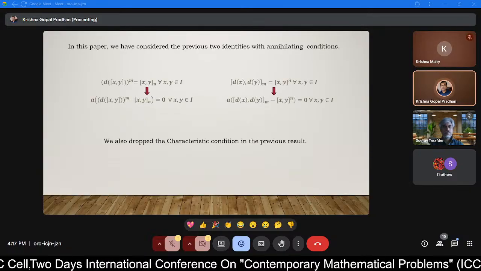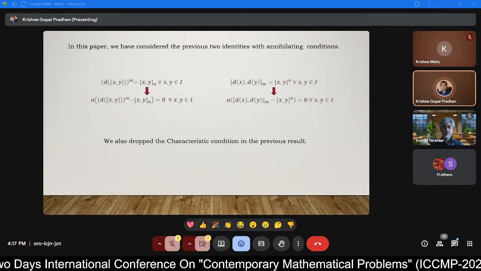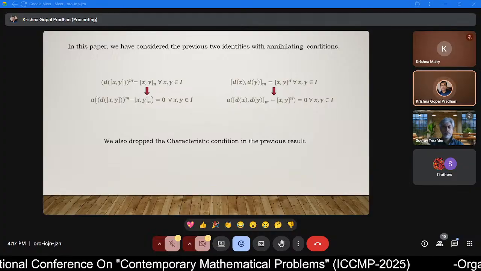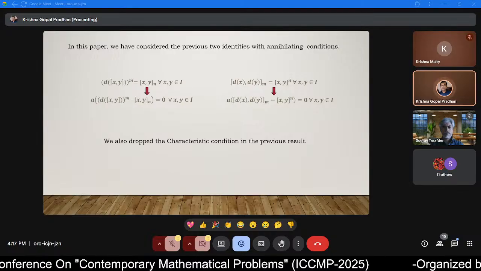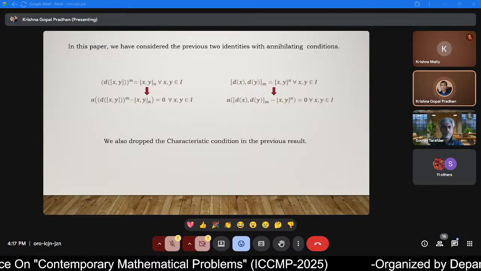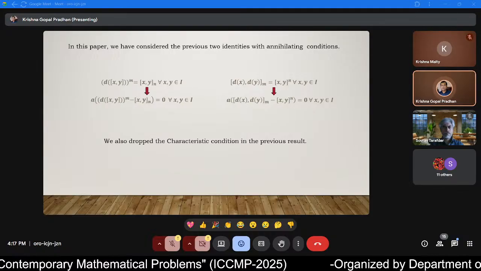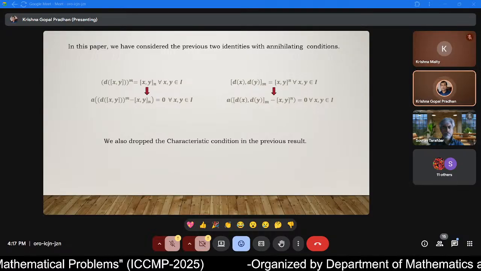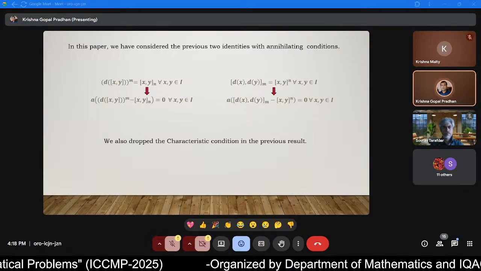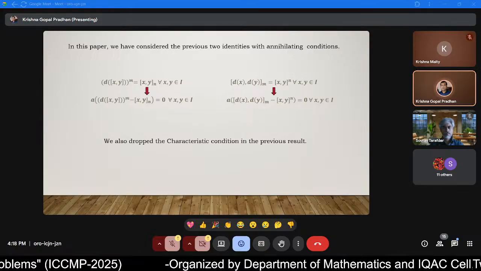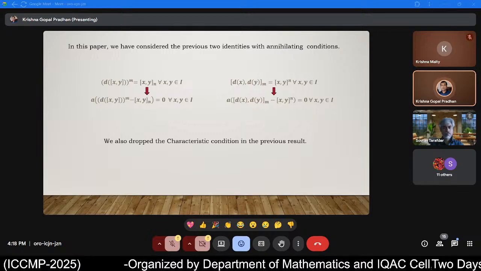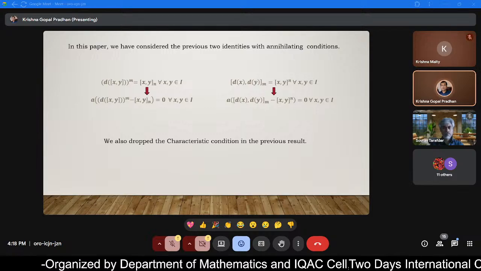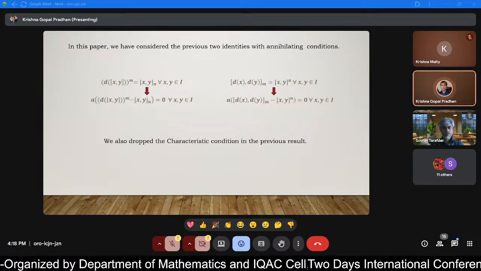So in this paper, we have generalized these two identities. We have taken the annihilating condition of these two types of identities, that is, left multiplying by some non-zero element A, or if we remove the non-zero condition, then we will get either it is 0 or something else in the result. So we have taken the identities presented on the screen, and we dropped the characteristic condition on the previous result.